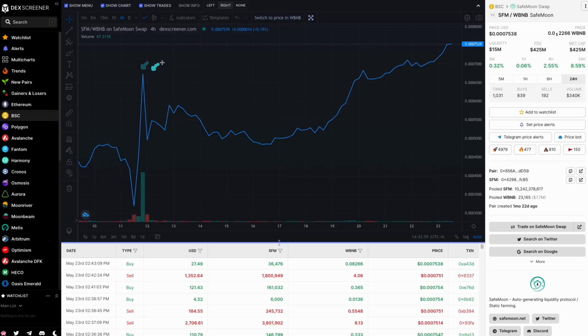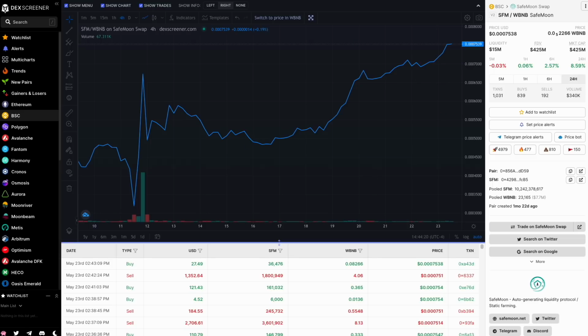Now, if we fly back over to the chart itself, you could see that there was a huge whale sell-off right here. And that is common when a huge price spike happens. You'll always see a bunch of whales sell off and take some profits. But as you could see here, it had a nice climb back up and it's getting its way back up there. So it's super exciting to see the price movement and the positive action for Safemoon.